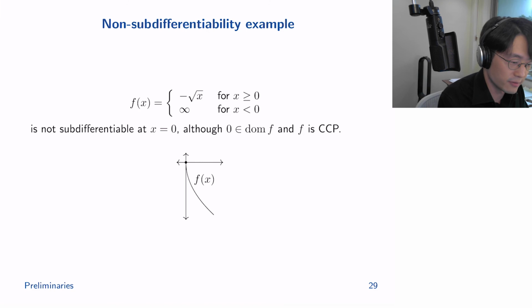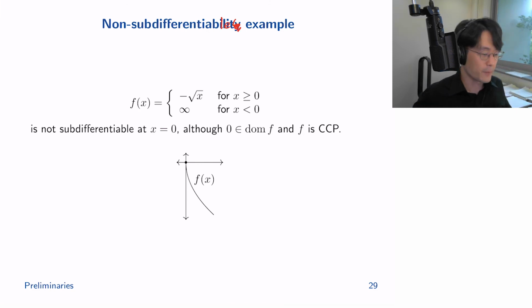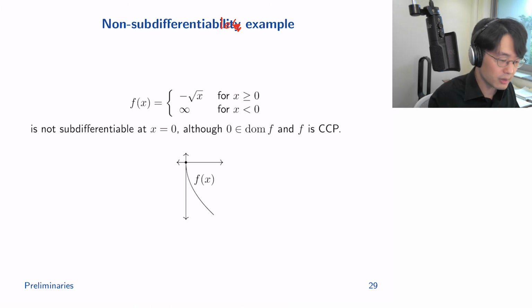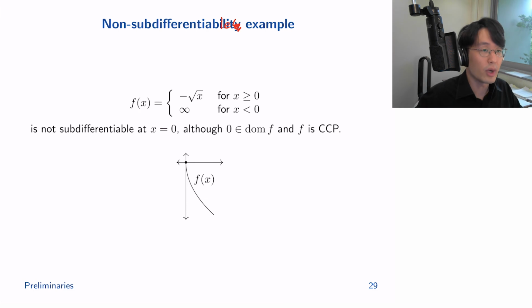So here's a non-subdifferentiable example. Let's define the function f to have value infinity for negative values and to take value minus square root of x for non-negative values, so positive values and 0. If you plot the function, it looks like this, and at the point x equals 0, the function is not subdifferentiable. That's because, if you think about what the slope of a global lower bound should be at this point, it corresponds to something like negative infinite slope. And infinite slope or negative infinite slope is not allowed when it comes to derivatives or subgradients. So the function is not subdifferentiable at this point, even though the function is CCP.